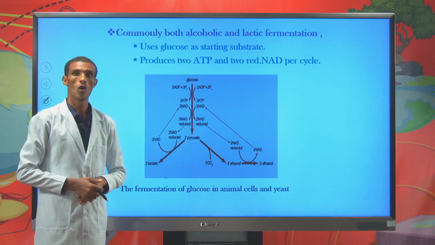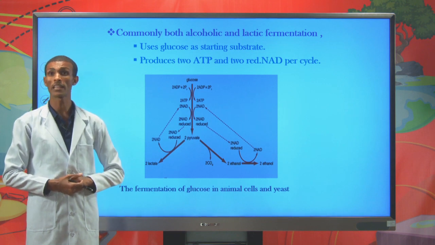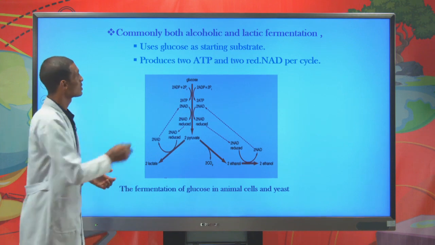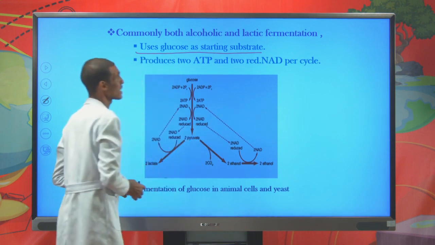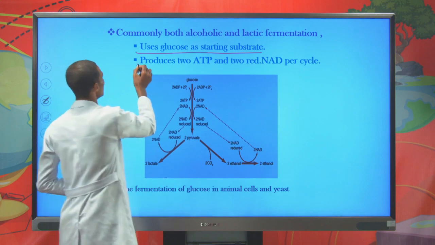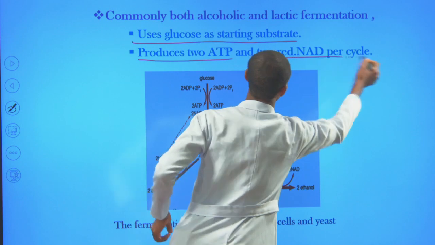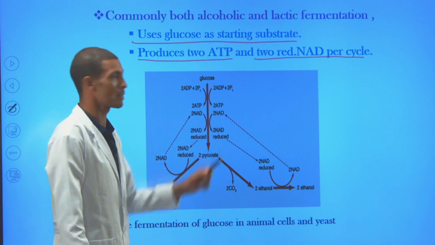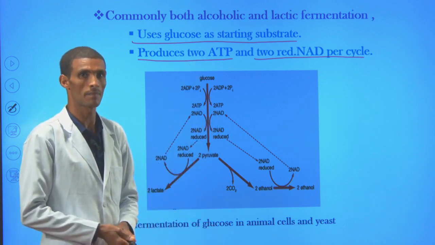Commonly, both alcoholic fermentation in yeast and lactic fermentation in animals end with fermenting glucose. They use glucose as a common respiratory substrate. Additionally, this process produces 2 ATP and 2 reduced NAD per cycle. Two reduced NAD and 2 ATP give immediate energy, but it is not sufficient for carrying out cell activity.